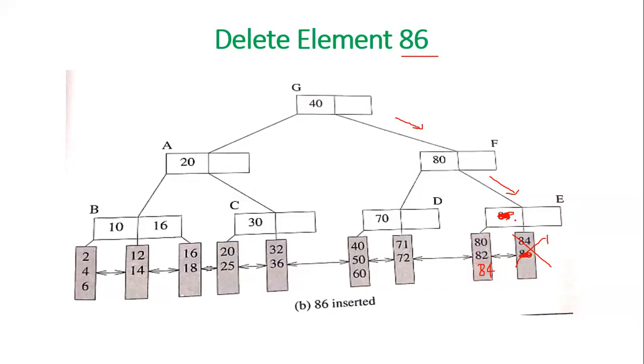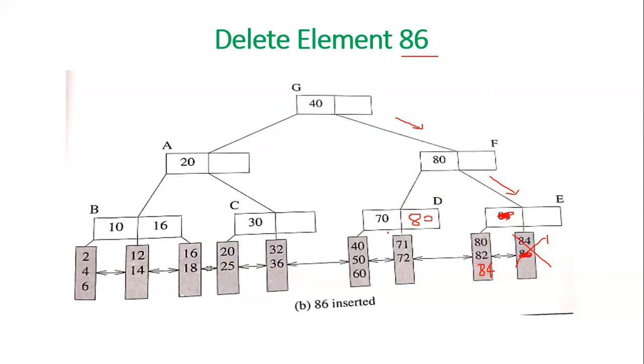Now how can we remove the deficiency? Can it borrow from its left child? No, it cannot borrow. So what should we do? We have to merge. If you merge, what will happen? 70 and 80 will be combined. This 80 is going to come down, because 80 is also data. 70 and 80 will be merged here.